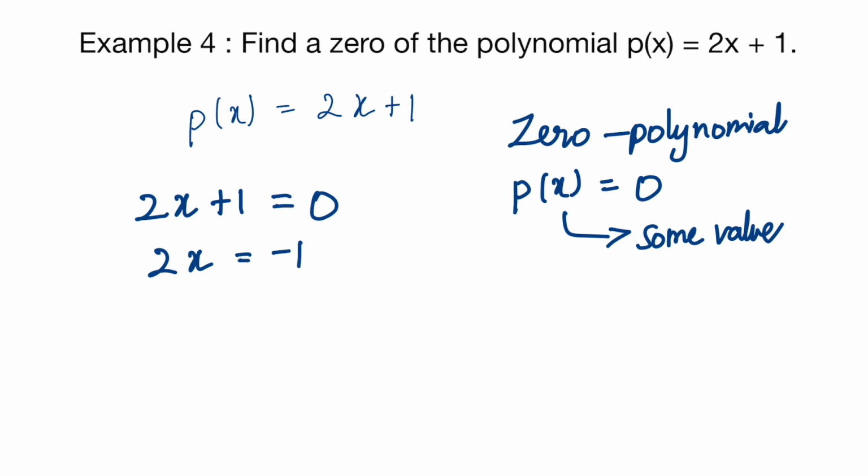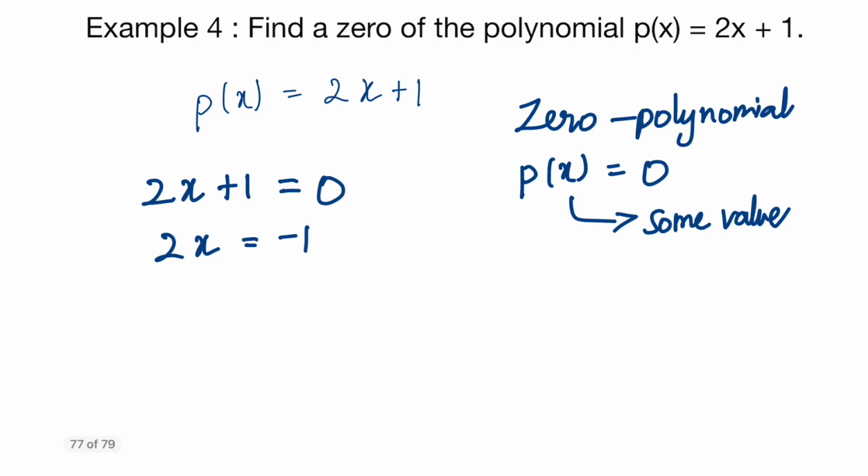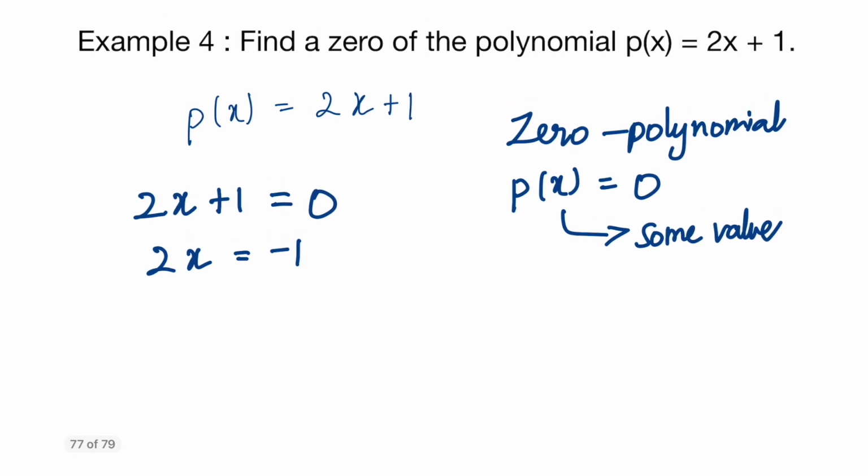We are subtracting 1 on each side, or if you want to say it, you are taking this positive 1 to the other side, that becomes negative 1. But the actual thing that is happening here is you are subtracting 1 from both sides. So 0 minus 1 becomes minus 1, and here plus 1 minus 1 becomes 0. So 2x is equal to minus 1, and in the next step you are dividing both sides by 2. That gives you x is equal to minus 1 by 2.